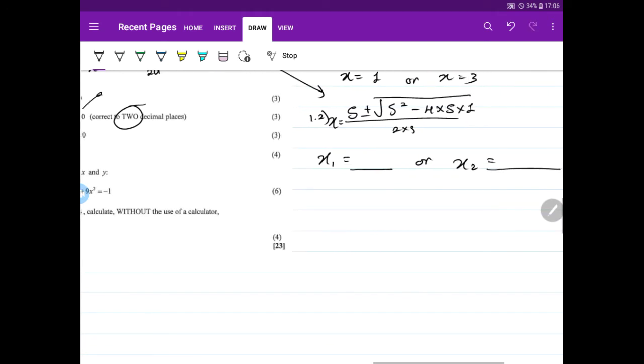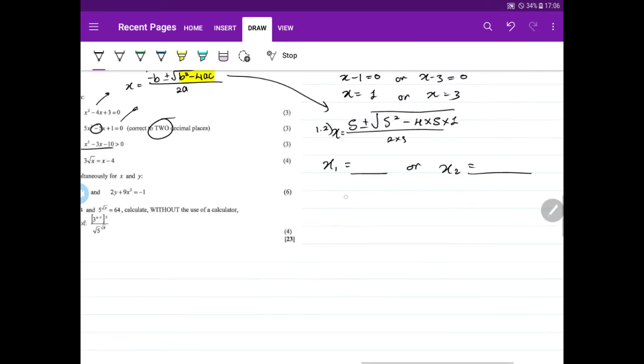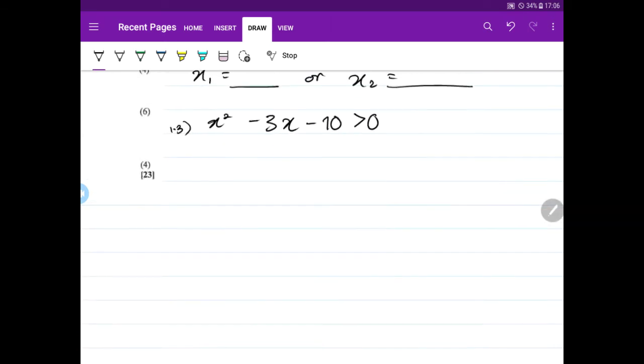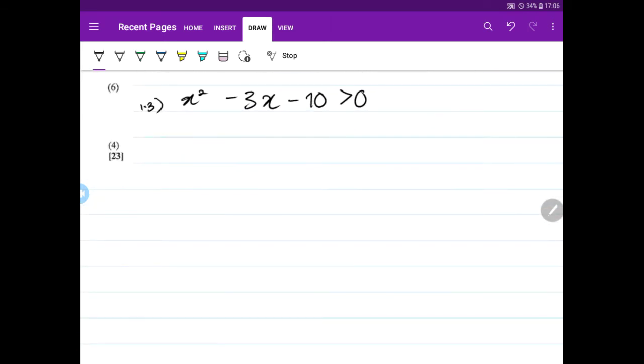And inequality. This one is x squared minus 3x minus 10 is greater than 0. So we treat this like a normal quadratic equation at first, and we get x, now factors of -10 whose sum will give us -3, would obviously be -5 and +2, greater than 0. Now we stop there, and we put this down. We say critical values.